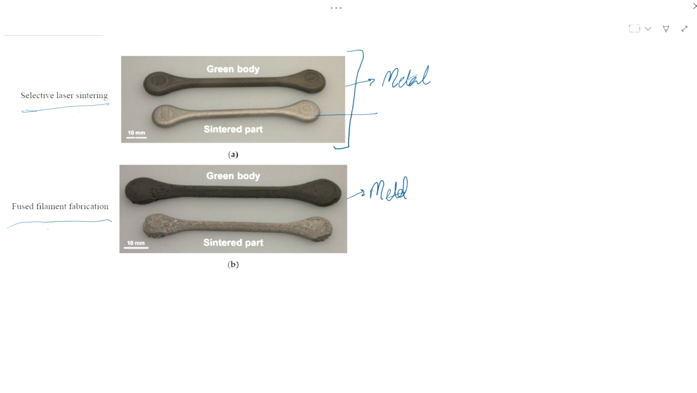Now another problem is the dimension of the green body and sintered part is different. There is a lot of shrinkage. So why does this shrinkage occur? Because evaporation of the binders occurs. For, suppose, a plain simple dog bone shaped component, if such shrinking occurs, it may not matter.